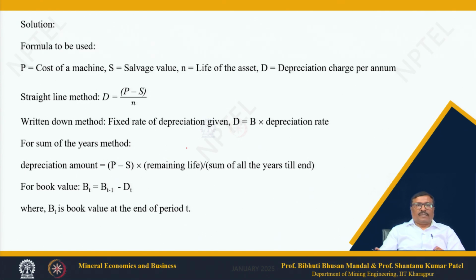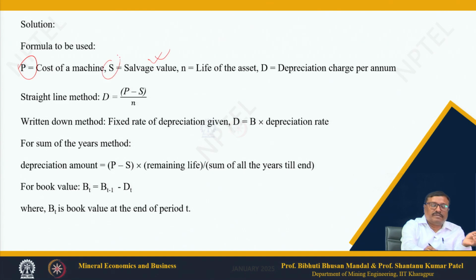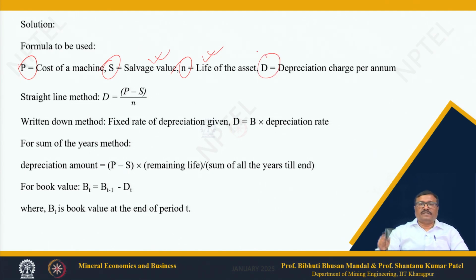Now, for calculating the depreciation, let us remember P being the cost of a machine, and salvage value is denoted by S. Then for the life of the asset we use N, and if D is the depreciation charge per annum, then for the straight line method we have D equals (P minus S) by N. P is the cost minus the salvage value, whole distributed over N number of years. So, in straight line, the same depreciation takes place every year.